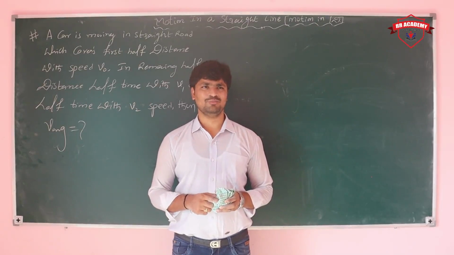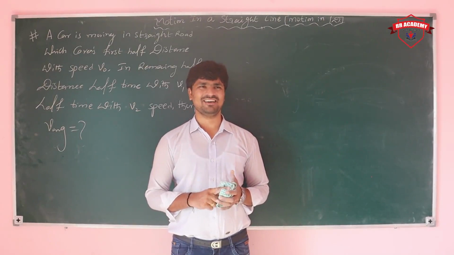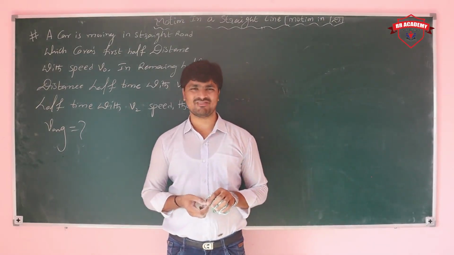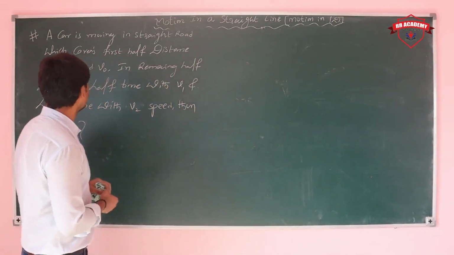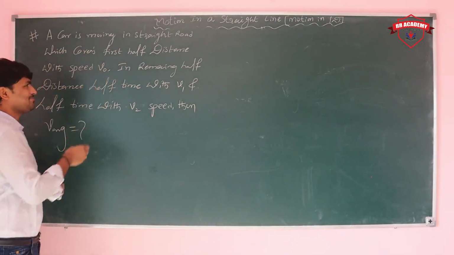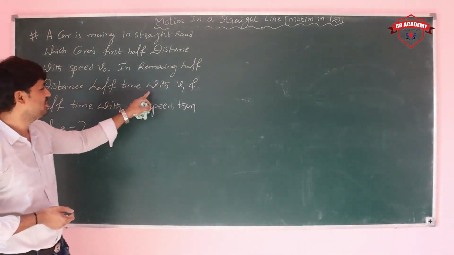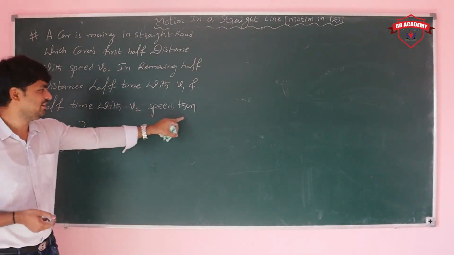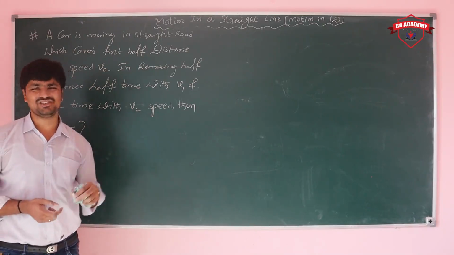So here is an important problem on average speed and average velocity. A car is moving in a straight road which covers the first half distance with a speed v0. In the remaining half distance, half the time with speed v1 and half the time with speed v2. Then what is the average speed or average velocity, because it is in a straight line?